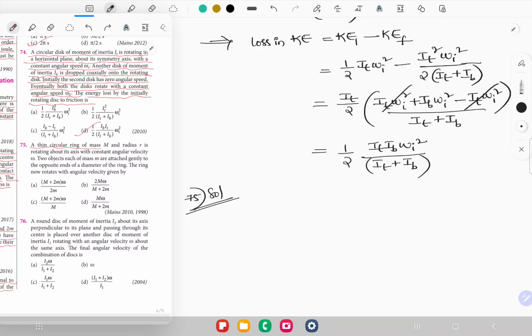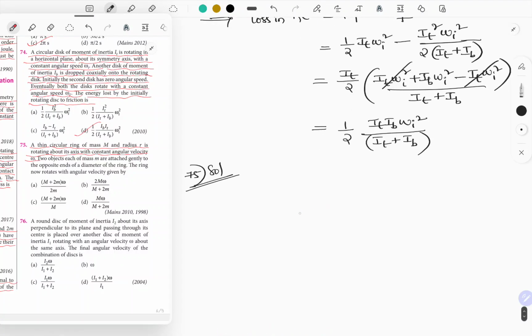A thin circular ring of mass M and radius r is rotating about its axis with a constant angular velocity omega. We know what is the meaning of its axis. Its axis in the sense axis passing through center of mass and perpendicular to the plane of the body. This is how it is. It is rotating with omega, mass m, radius is smaller. Very good.